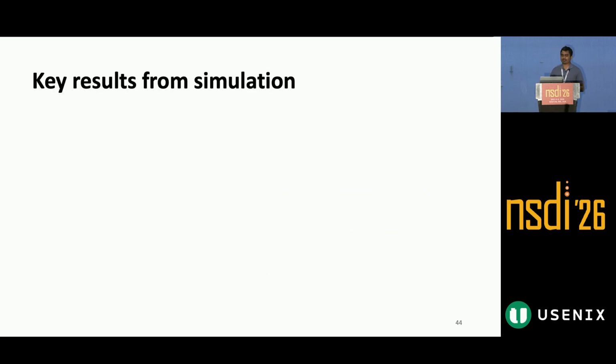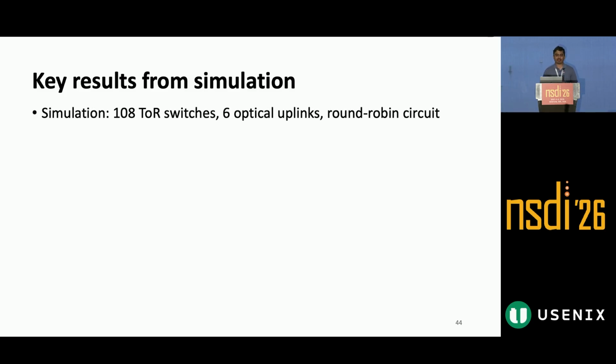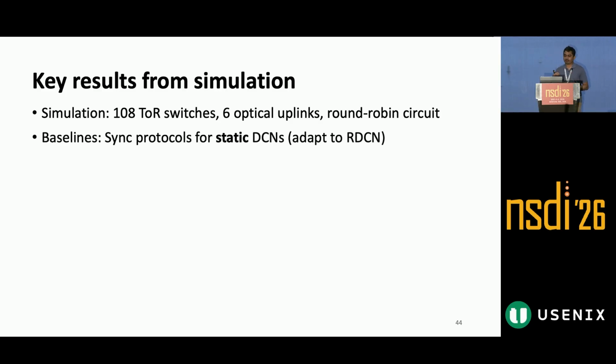Now let's look at some of the key results from the simulations. So in simulation, we have 108 ToR switches with 6 optical uplinks and a round-robin circuit. For baselines, it is hard to find truly comparable baselines to SyncWise since it is first of its kind. So we use sync protocols from static data center networks and adapt them to reconfigurable data center networks where possible.